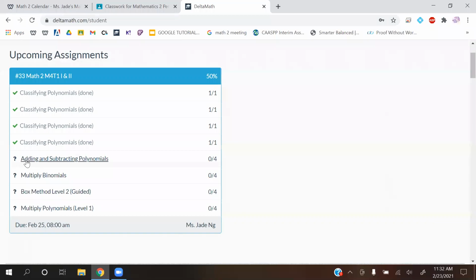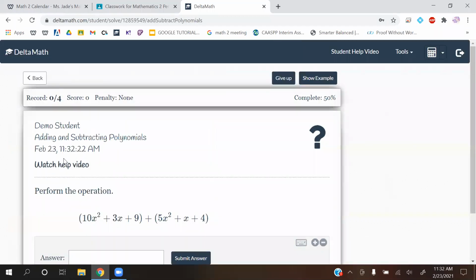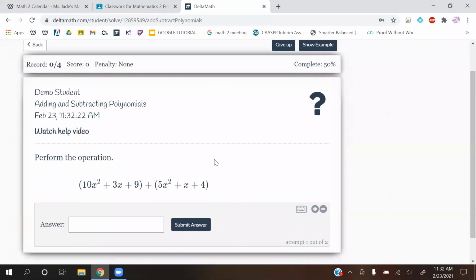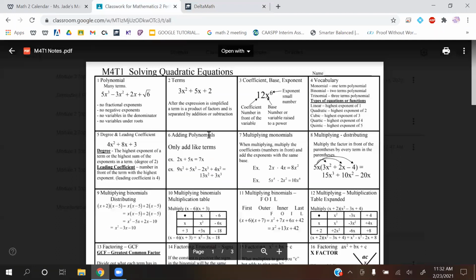All right, so for now, we're gonna do some adding and subtracting polynomials. This should be a bit of a review for you guys because we did it, I think, in yesterday's Delta Math. So we're just going to add these together. You're only going to add the like terms. I think that's on your notes too. Yeah, only add like terms.